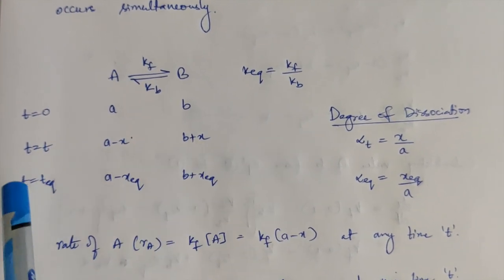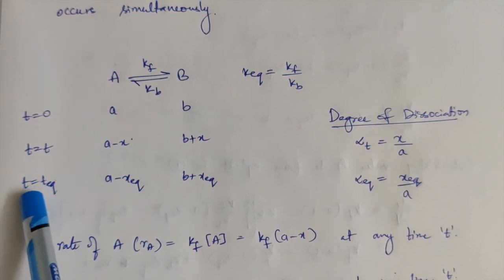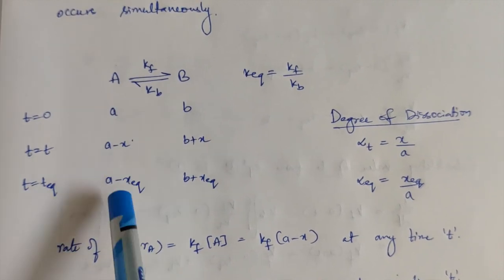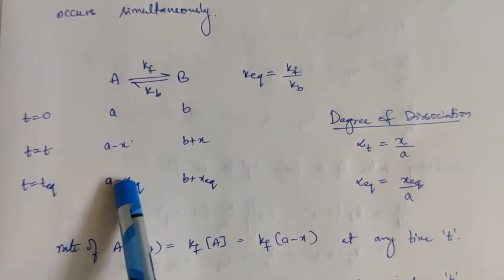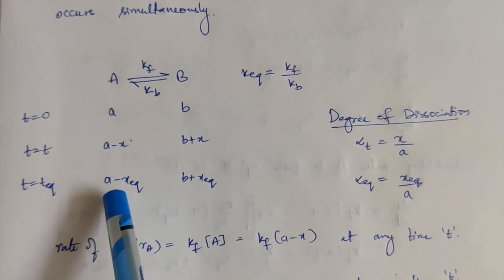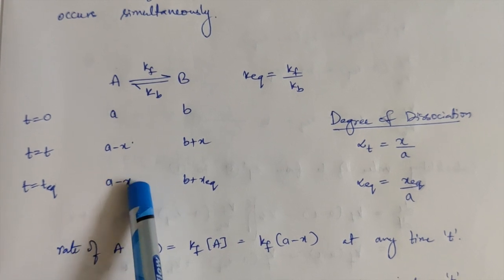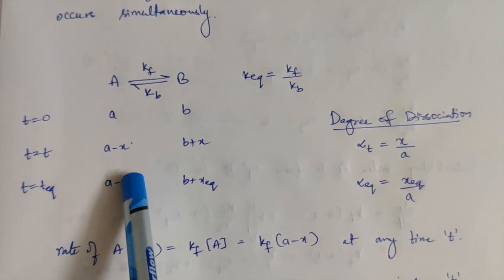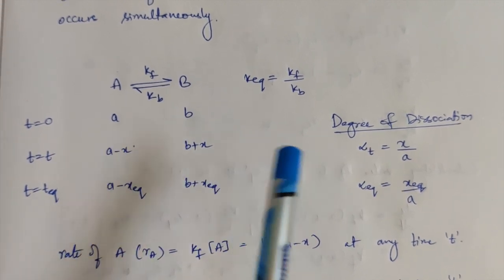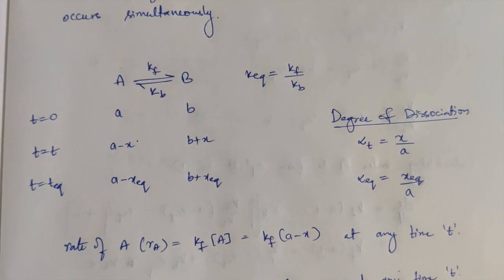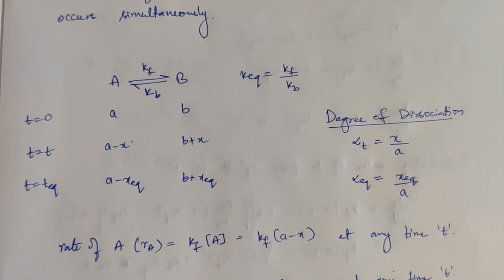So that is done. Now when the reaction reaches equilibrium, let's say the concentration of X is taken as XEQ, because that will be the specified concentration of A which is getting converted into B. So that's why we have specified it as XEQ. XEQ is the concentration of the reactant molecule which is being converted into product at the time of equilibrium.